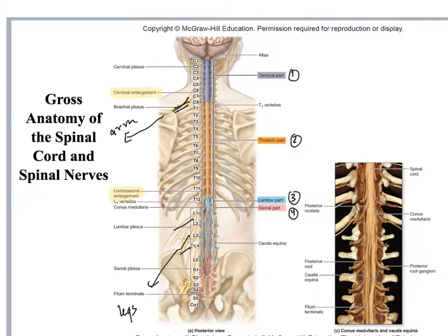So here's your four regions of the spinal cord, and the different regions of the spinal cord and the enlargements. And you'll notice they have a couple different plexuses that are mentioned here. The brachial plexus, the lumbar plexus, the sacral plexus. Those are important. We'll talk about them in a little bit, where nerves actually emanate off and then they come together.